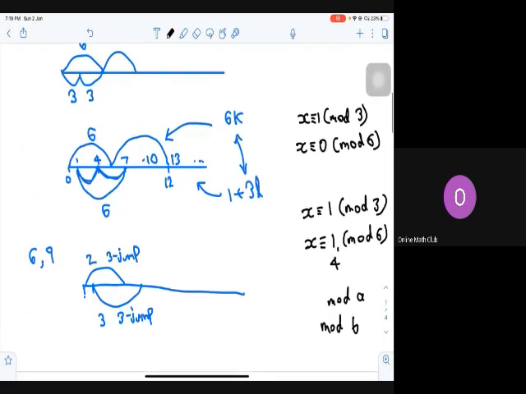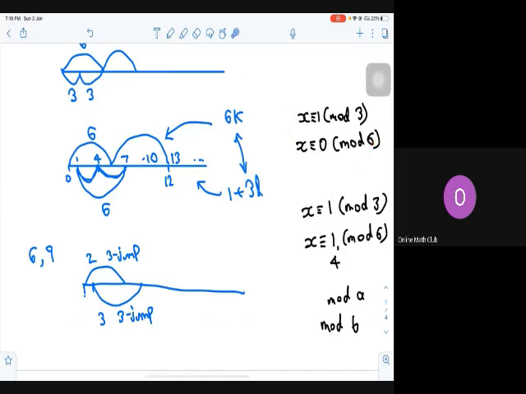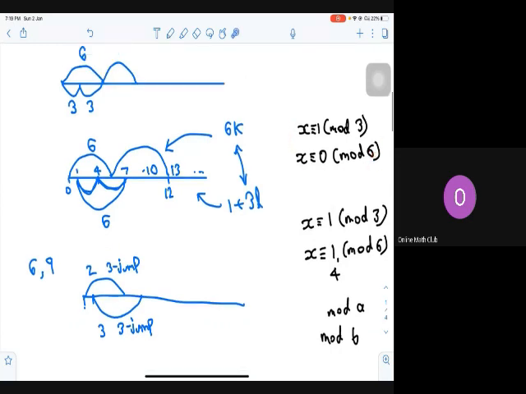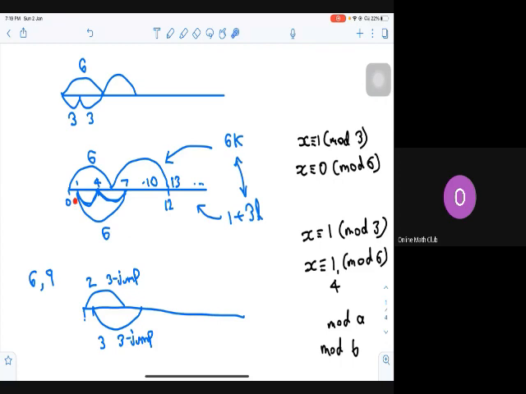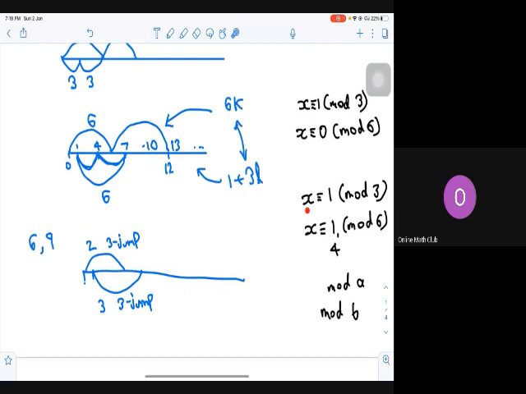So what I'm saying is, if you have something like x is congruent to 1 mod 3 and x is congruent to 0 mod 6, then you have this issue that their jumps would never meet. So this doesn't have a solution. But this would indeed have a solution, because if you have x is congruent to 1, then they both start at the same point. And if you have x is congruent to 4 over here, then the difference between 1 and 4 is 3, and 3 was the issue.